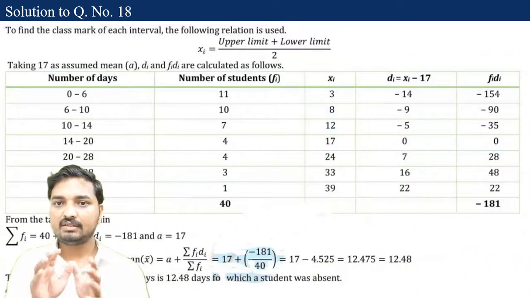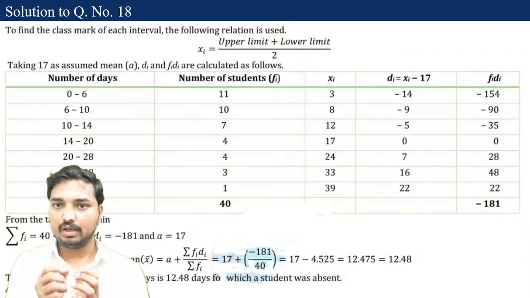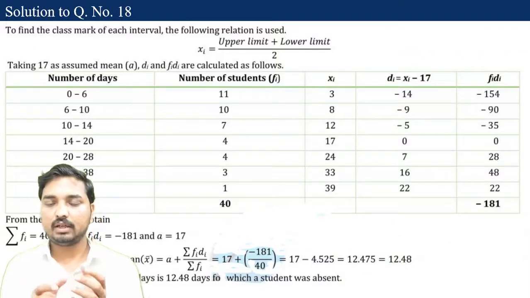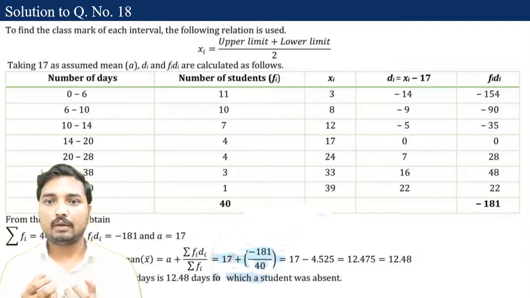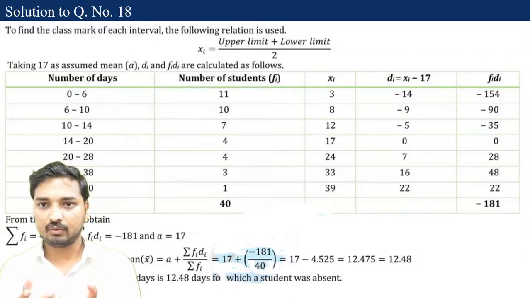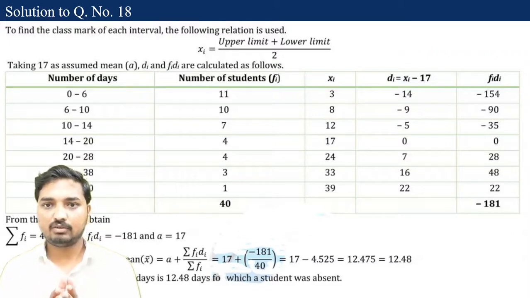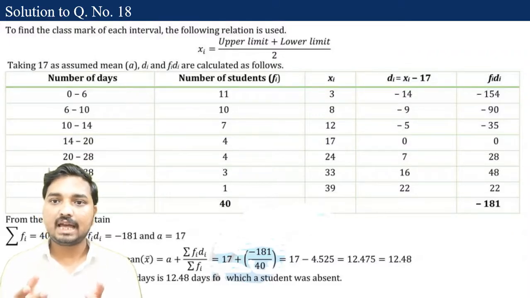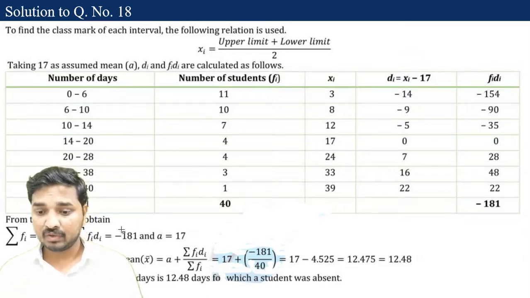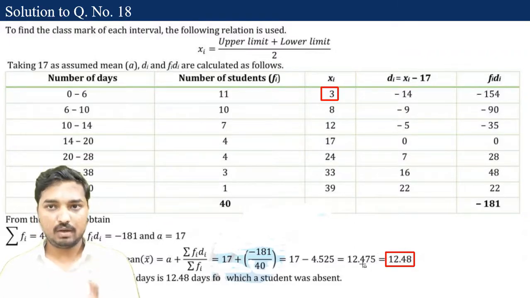Okay, by choosing 17 as assumed mean, try to solve this one, because you will get an idea about what will happen in the solution when we choose the middlemost of Xi as the assumed mean. You will get experience from it. So that's why take 17 as assumed mean and solve this question. Even if you take 3 as assumed mean, according to me, finally you will get the same answer, 12.48. You can verify this one.